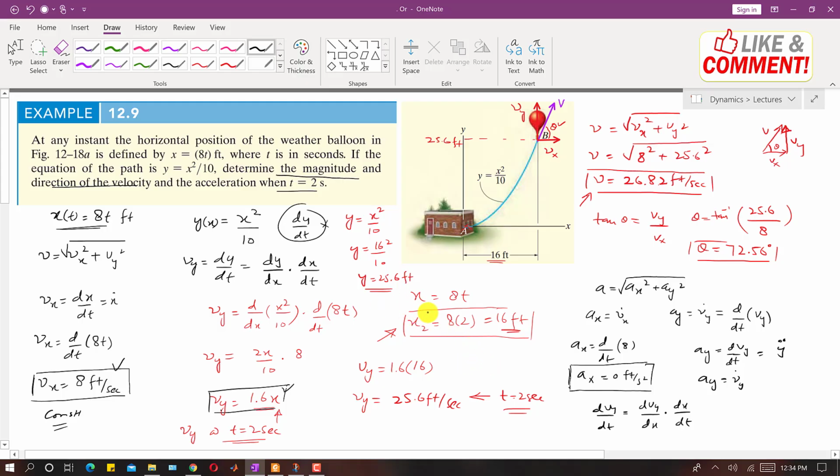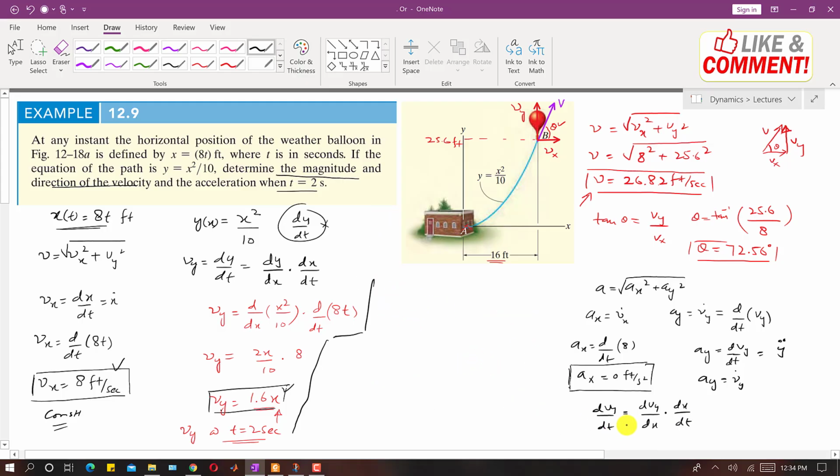So let me clear this board as well. Now if we apply this chain rule, then this is Ay, right?